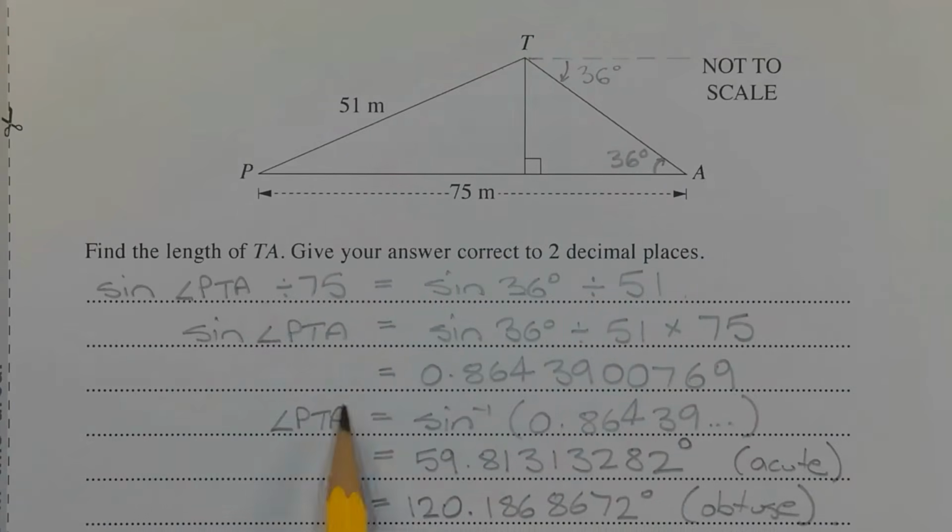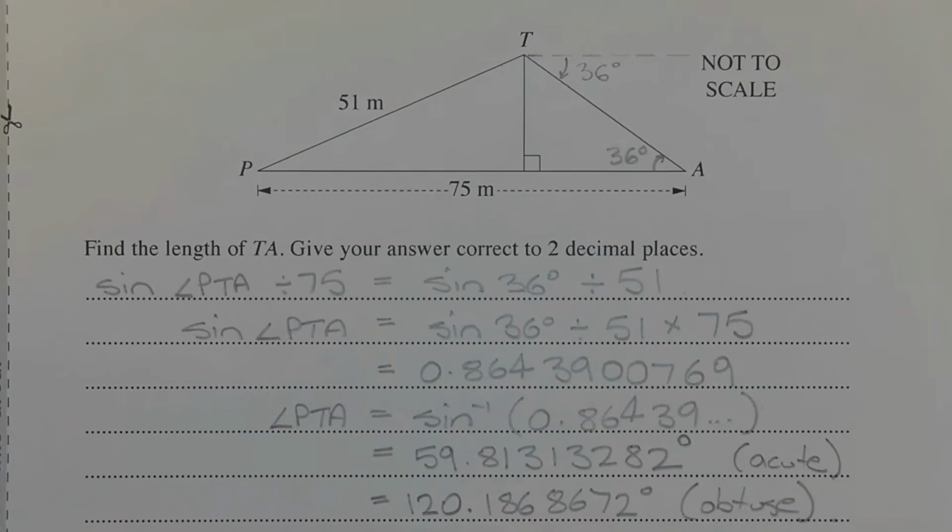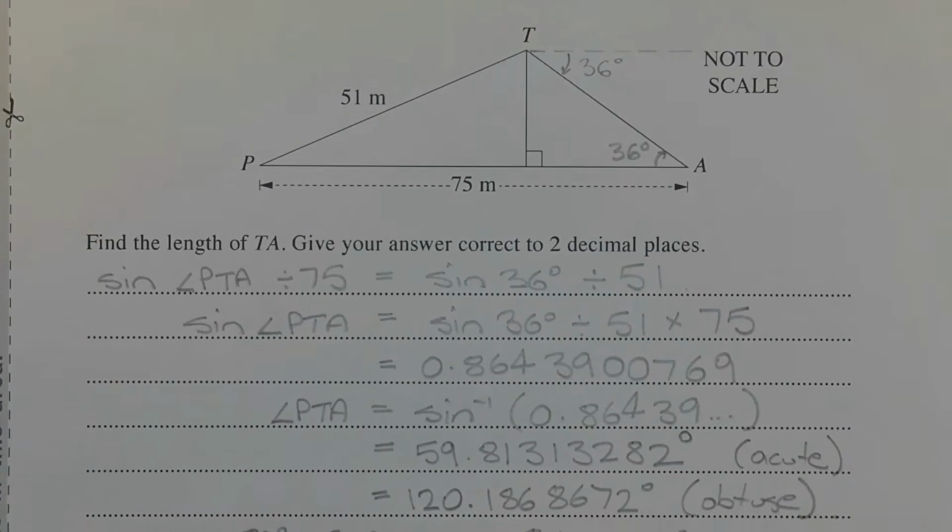Next, to find angle PTA, we take the inverse sine of this value here. So angle PTA is equal to inverse sine of 0.86439 and so on, and that evaluates to 59.81313282 degrees. And that's the acute angle. But we're told that angle PTA is obtuse. So to find the obtuse angle, we take the acute angle and subtract it from 180 degrees. And we get 120.1868672 degrees.